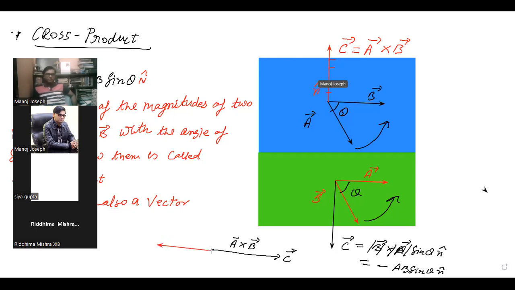Now it is vector B cross vector A. The order is changed. So the direction of C is this. The magnitude remains the same in both cases, but the direction becomes opposite. So here C is negative.